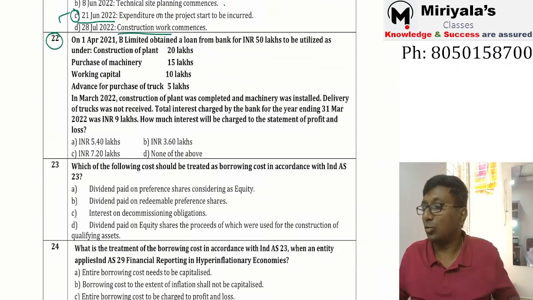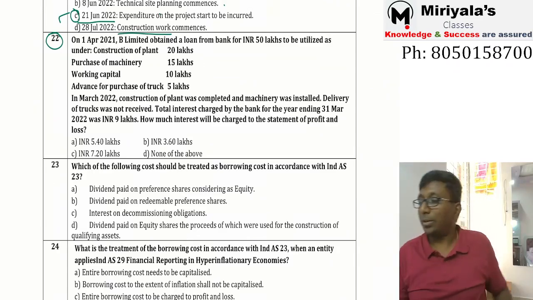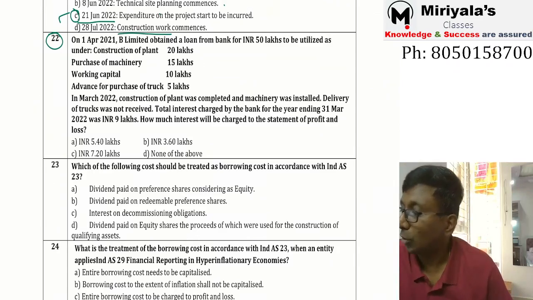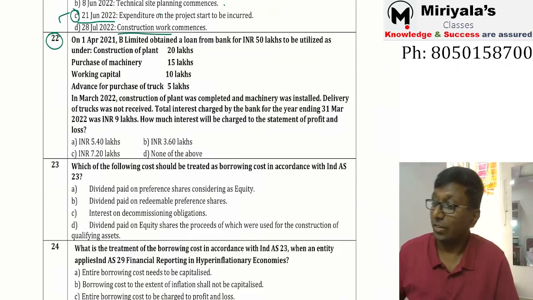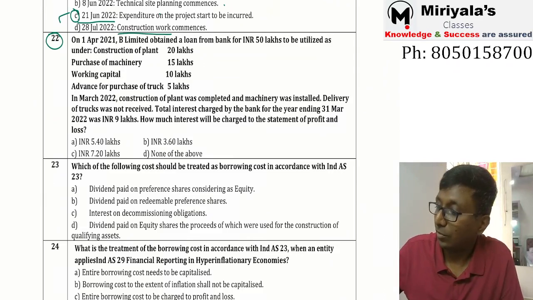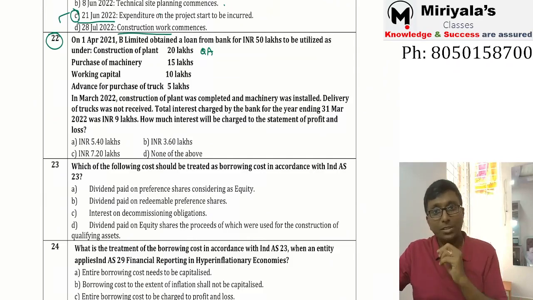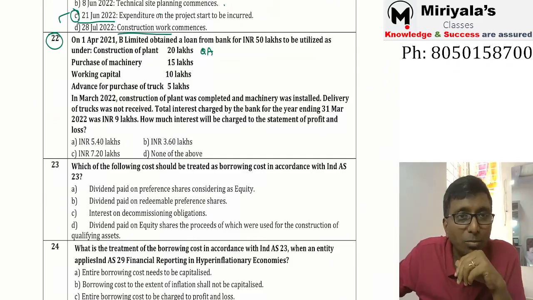On 1st April 2021, B Limited obtained a loan from the bank for 50 lakh rupees. It is to be utilized for the construction of a plant, 20 lakh. Is a plant a qualifying asset or not? Yes. Purchase of machinery. See, purchase of a machine, will it take 12 months time?